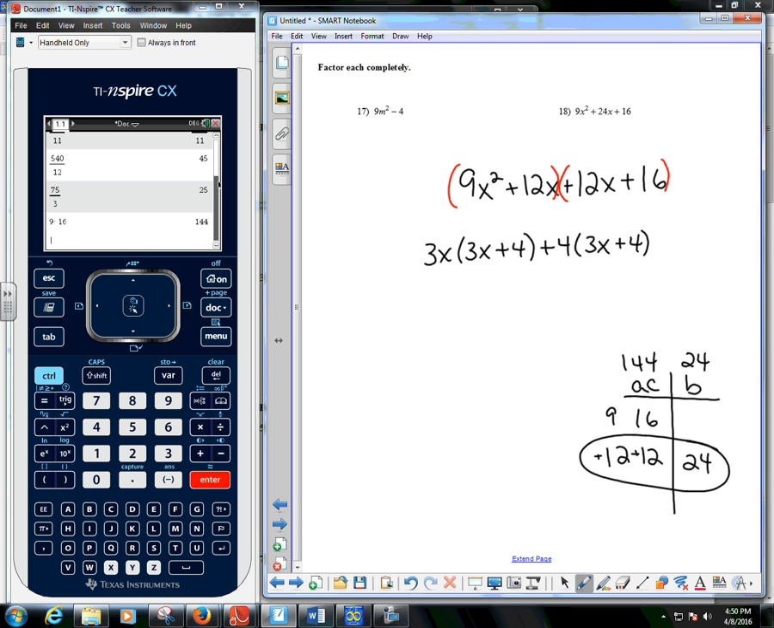At this point, I'm going to bring out my 3x plus 4. And in my second set of parentheses, 3x plus 4. And one of the things that we learned was we could write that like this. 3x plus 4 quantity squared is how we say that.